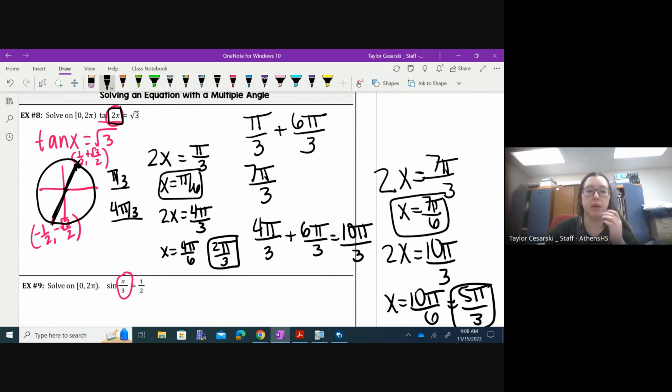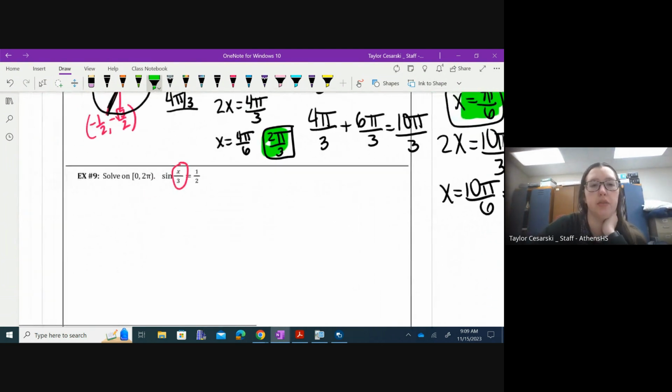So there are actually going to be 4 answers here, and you want to go around the circle more than once, because all of these final answers, pi over 6, 2 pi over 3, 7 pi over 6, and 5 pi over 3, fall in my interval from 0 to 2 pi. All right, let's look at the next one.